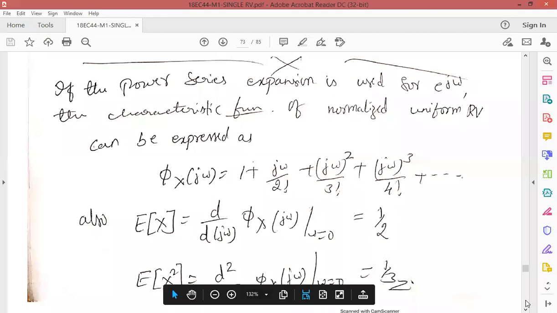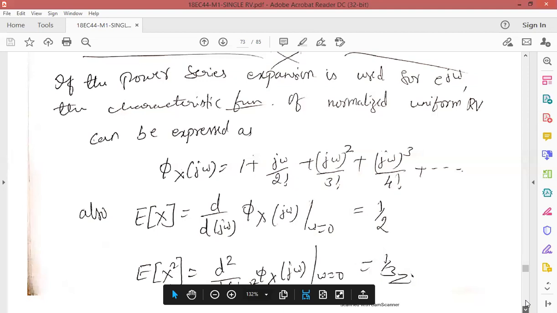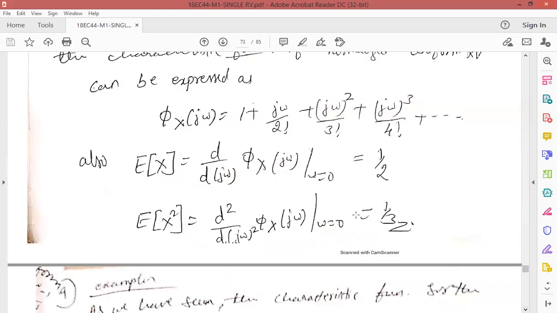Similarly, you can also calculate the second moment about the origin for a given characteristic function which is expressed as e to the power j omega. For that, since the expectation is of the square of the random variable, it means that we need to differentiate the characteristic function two times.